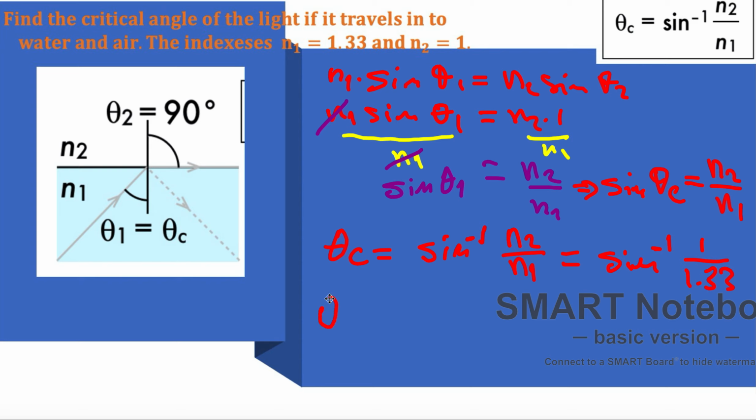And now for the critical angle, when we divide in the calculator, we get 0.75 inside the inverse sine. But now when we plug this into a calculator, and we want to find the exact value in terms of degrees, the critical angle theta c is going to be equal to 48.5 degrees.